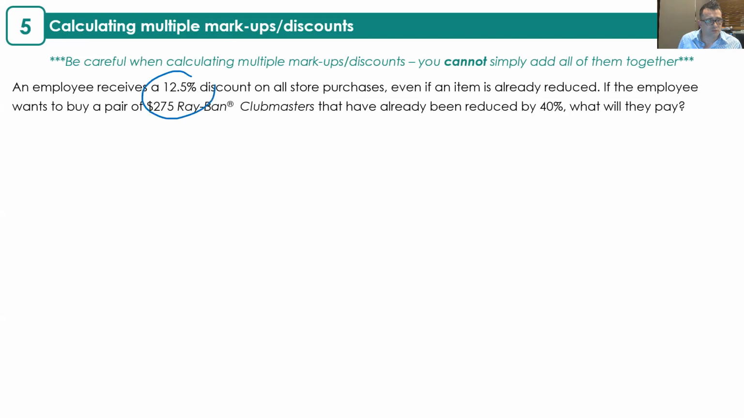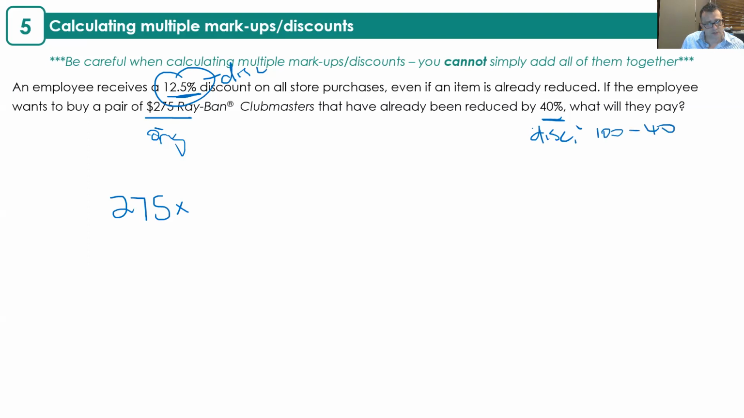So the important things are our original price is $275. We've got a discount here of 40%, and then we've got a second discount of 12.5%. So we're going to have our 275 multiplied by discount 1. So if it's 40%, our ratio is going to be 100 minus 40, which is 60%.